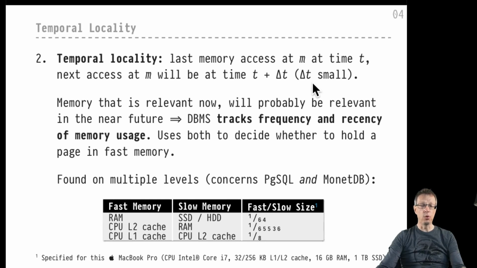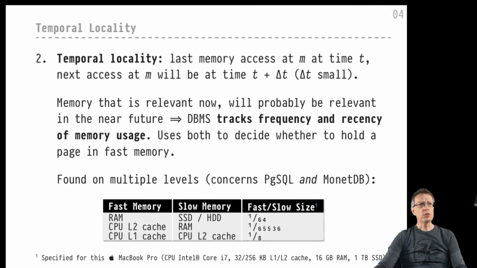So temporally local. The longer the time frame goes and the longer the access to address M lies in the past, the less probable it becomes that M is relevant again. All of this is a general observation that might, of course, not be true for one particular access pattern or for a particular operation that the system performs, but it's a general observation that generally holds.